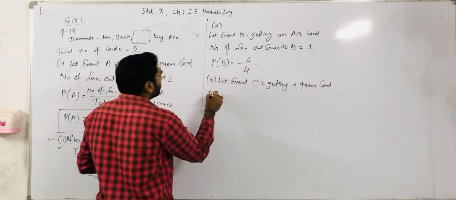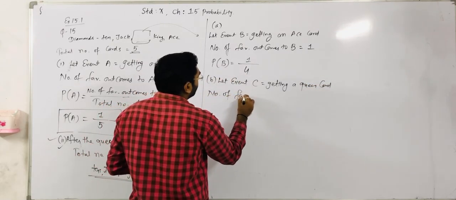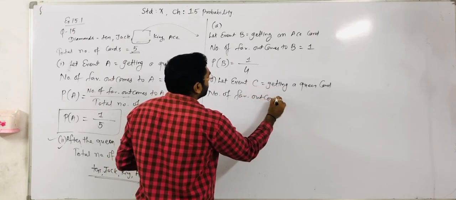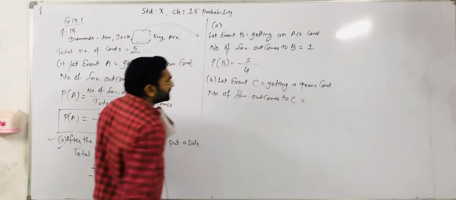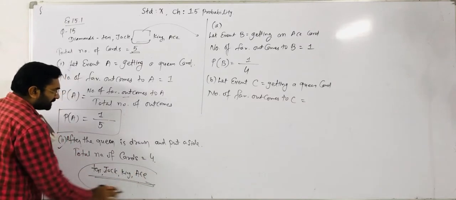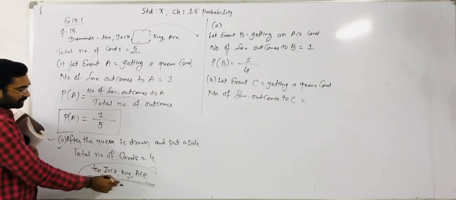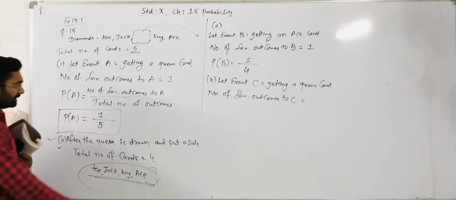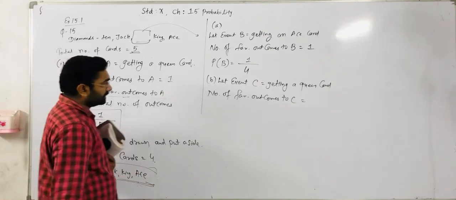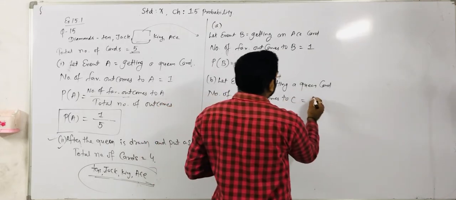Right? So the number of favorable outcomes we have to write, the number of favorable outcomes to event C. Now observe here. We have the remaining 4 cards. In these 4 cards, are we getting a queen card or not? No. Right? There is no card which is a queen. So the favorable outcome of getting a queen card is what?